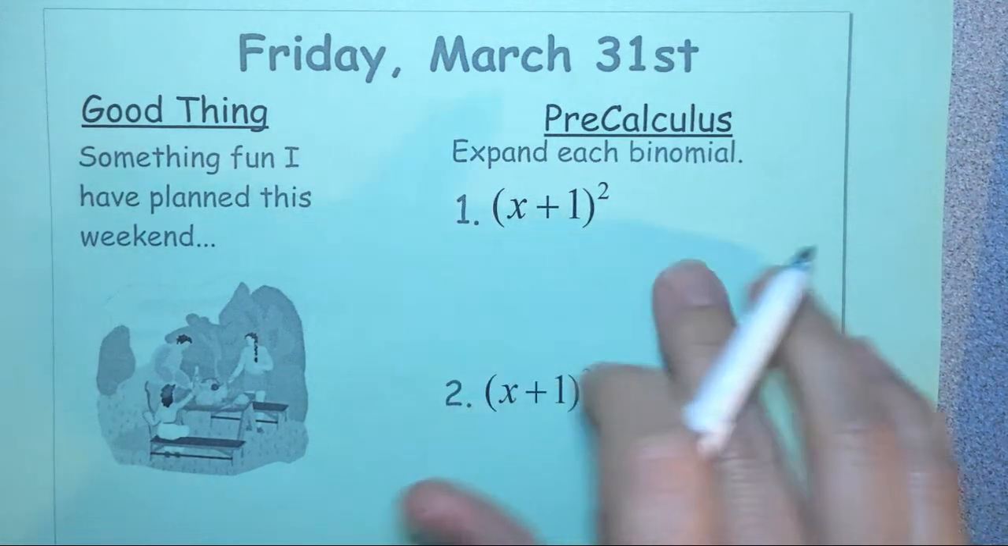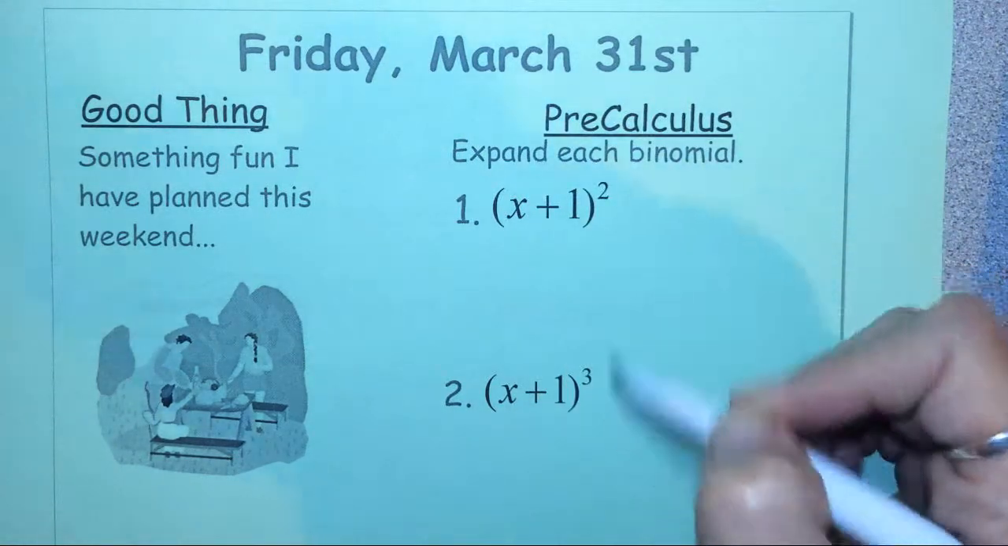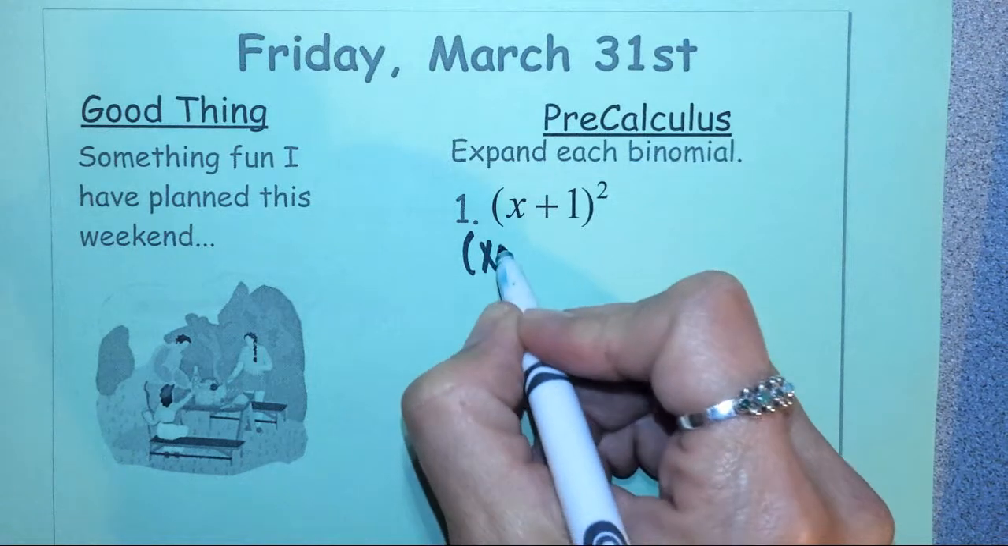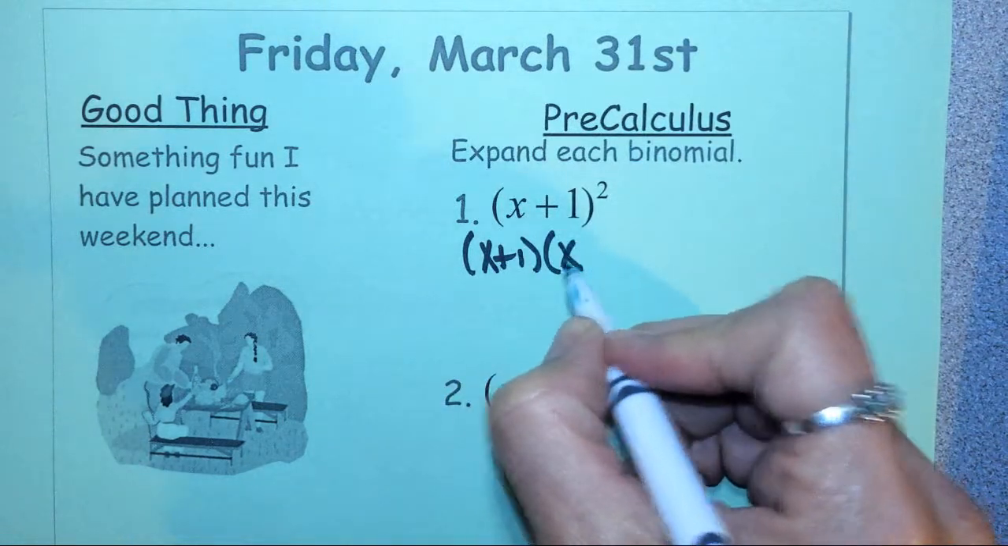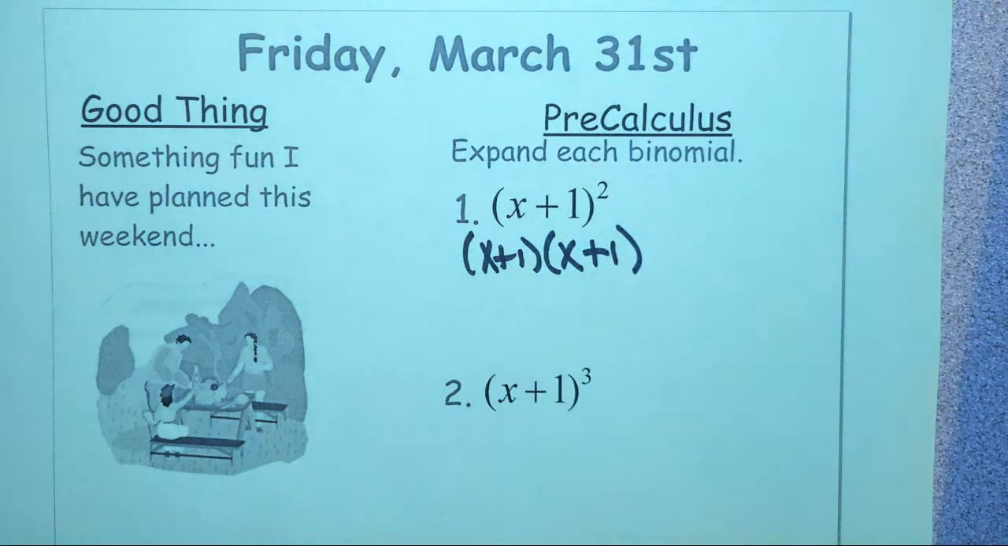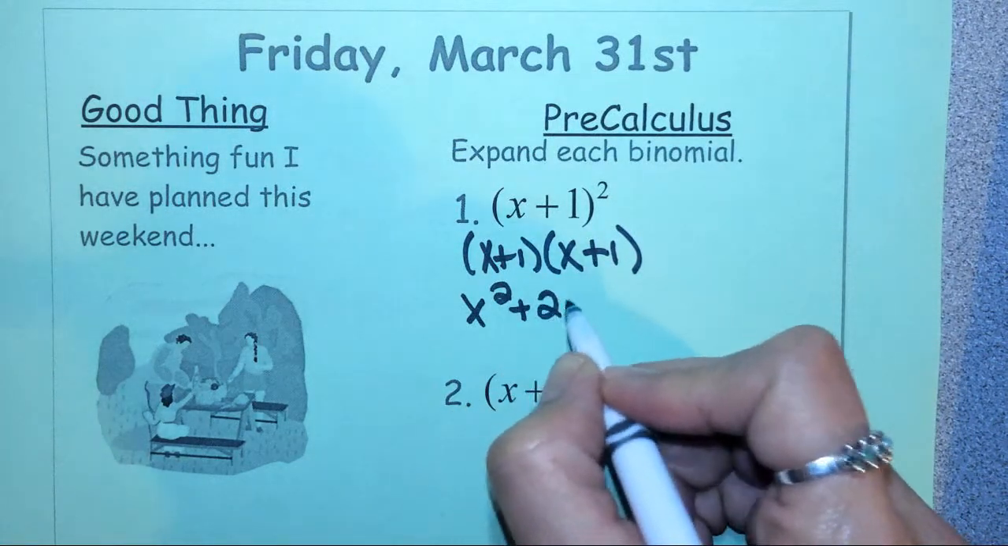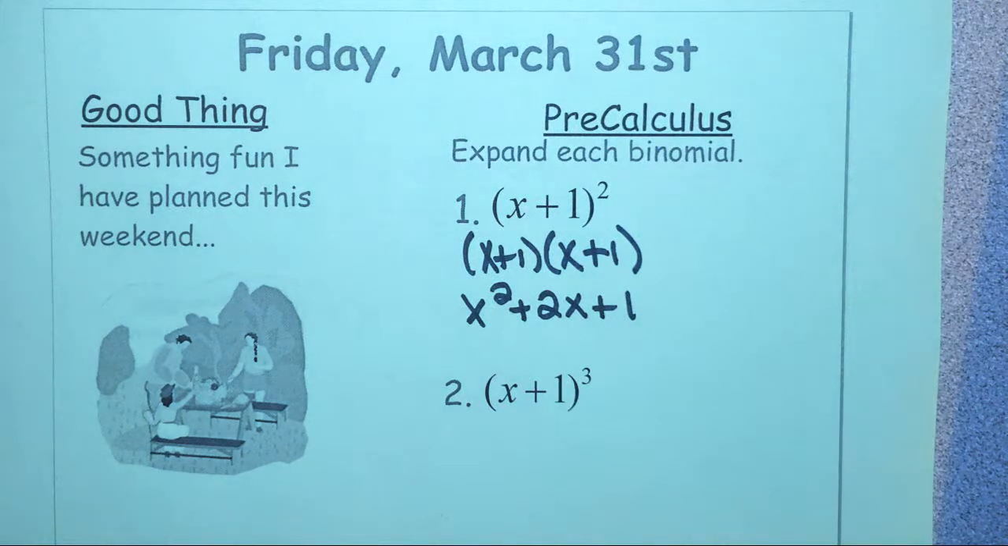So on the warm-up today, we decided that we're going to practice expanding binomials. The first one says x plus 1 squared, which means we're going to multiply x plus 1 times x plus 1. So we're going to FOIL. When we FOIL, we get x squared plus 2x plus 1.